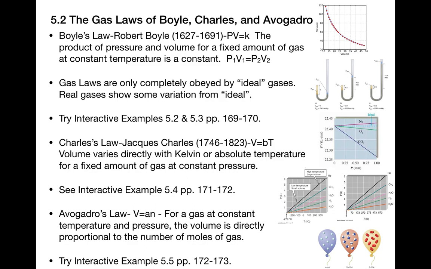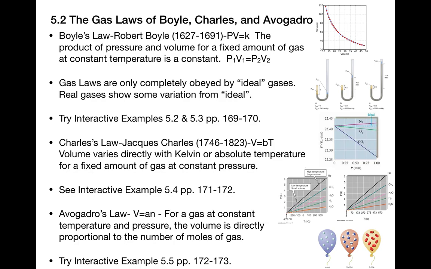If you do it in Celsius, you'll actually get a linear relationship which intersects with the x-axis at negative 273 degrees Celsius, or absolute zero. So in other words, the limit of volume shrinking with temperature is zero, so the lowest possible temperature gives you the lowest possible volume. Interactive example 5.4 is for Charles's law.